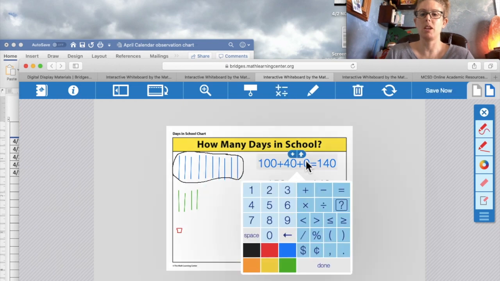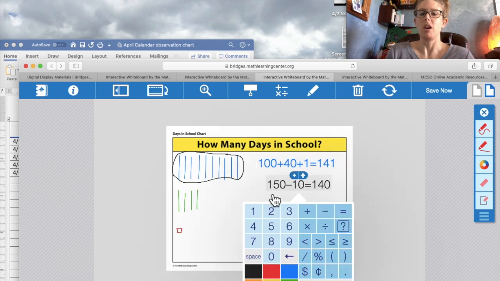I want you to think, what are we going to have to change in our extended notation? That is correct. We need to change this 0 to a 1. So let's go back, put plus 1 equals 141. Nice job, boys and girls.